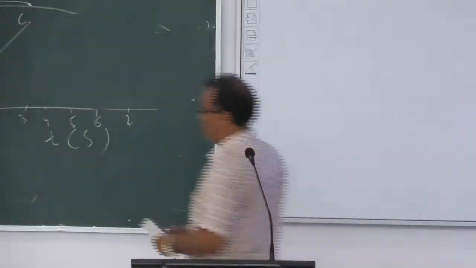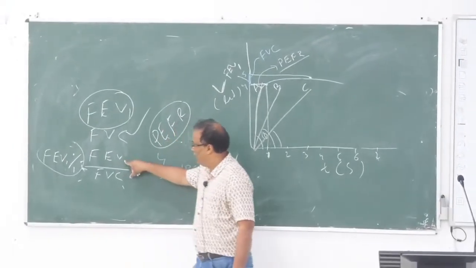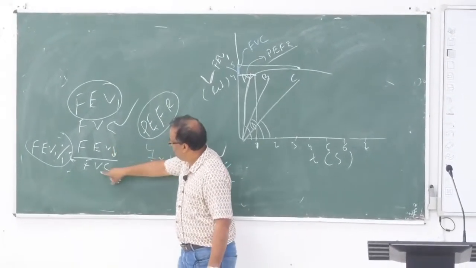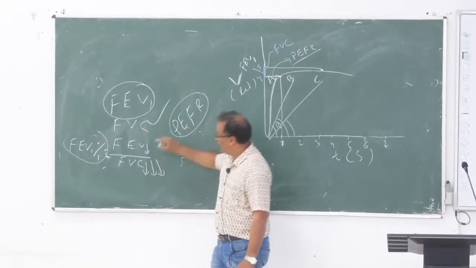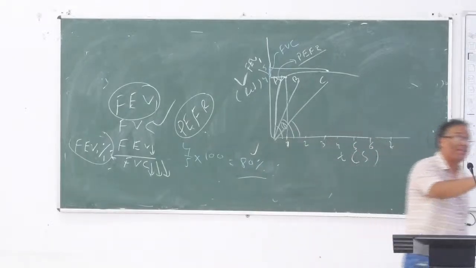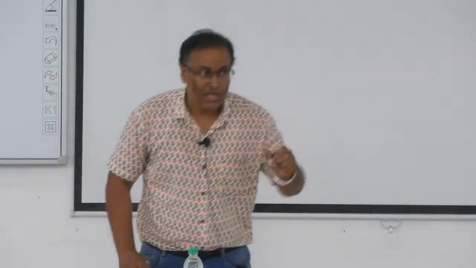In the restrictive process, FEV1 and FVC. So in your spirometer, if you see a normal level of FEV1 and FVC ratio, then you have to think restrictive. Do not think obstructive; obstructive is always less than 70%.